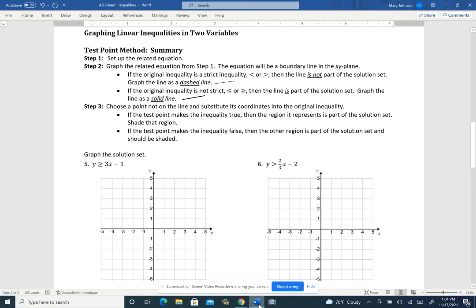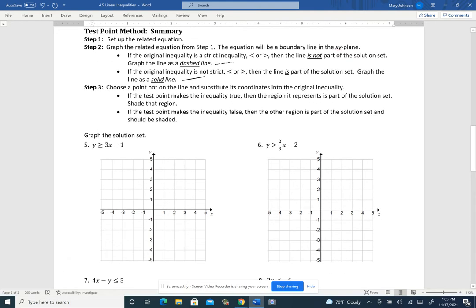Right, so we're going to be looking at graphing linear inequalities in two variables in this video. This is the second page of the guided notes for that section. The method we used in the overview is just summarized here. The first thing we're going to do is set up the related equation.